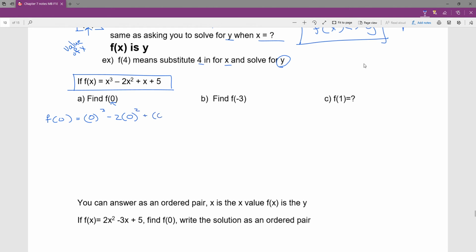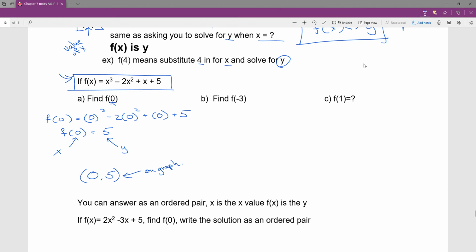I'm just copying this out with the 0 in the place of the x. So f of 0 equals 5. That's the same as saying y equals 5. So y equals 5 when x equals 0. It's a different way of writing it, but it's the same thing. It's like saying that (0, 5) would be on the graph as an ordered pair if we were to graph this funky function.